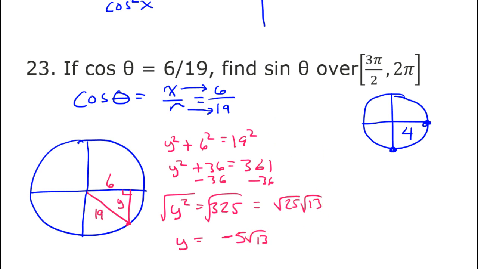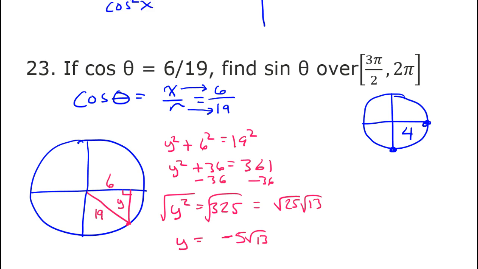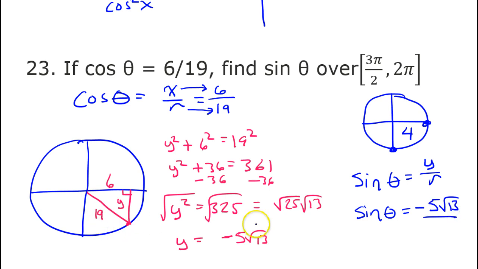So now they want me to find the sine of theta, and I'm ready to do that. Sine of theta is equal to y over r. So sine theta is going to be negative 5 root 13 over 19.